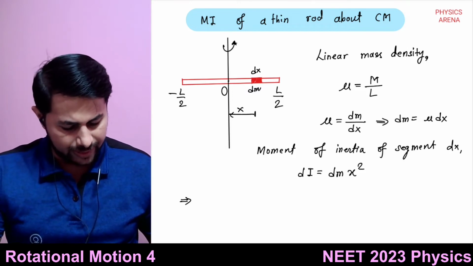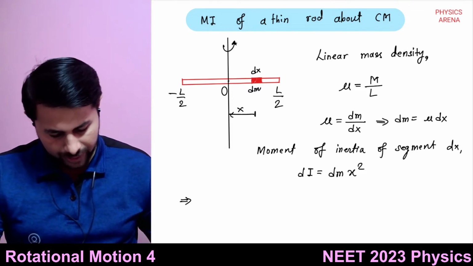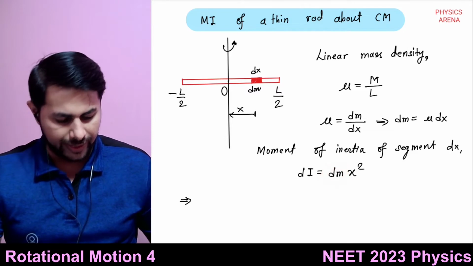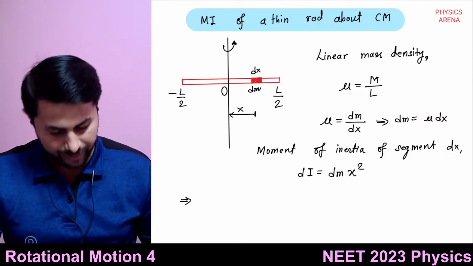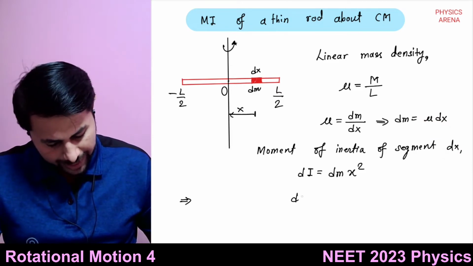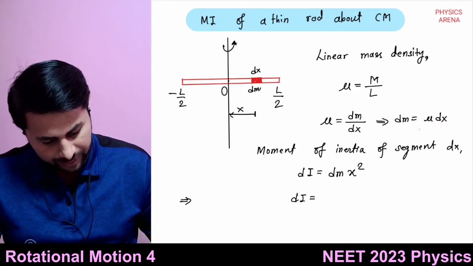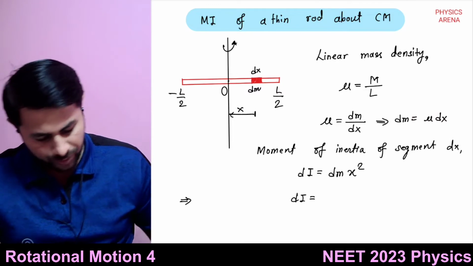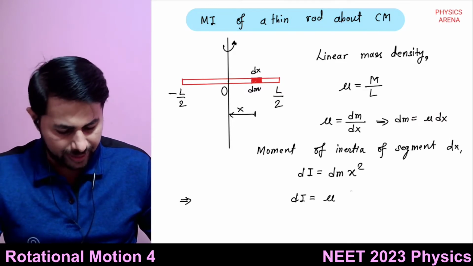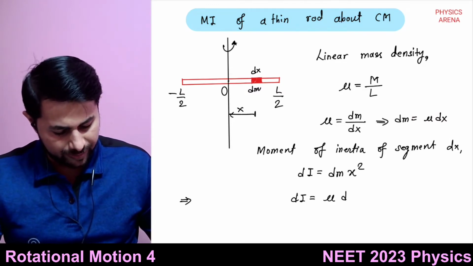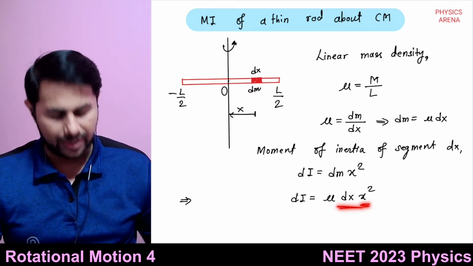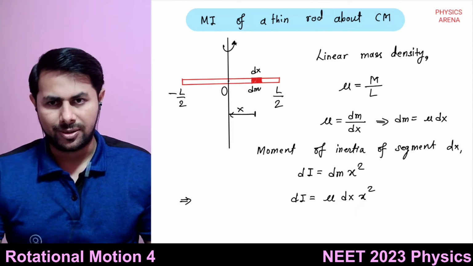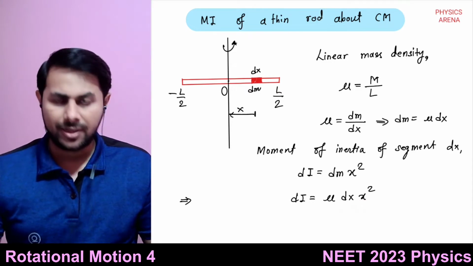You can integrate this, but before that we'll convert this dm in terms of dx, right? It is mu times dx, we know. So dI can be written as, using this equation dm is equal to mu dx, mu times dx multiplied by x square. Now we have only one variable, x is the only variable, right? So now we can integrate this.